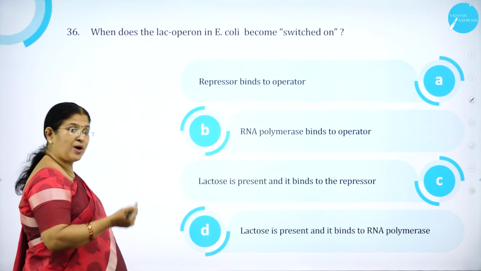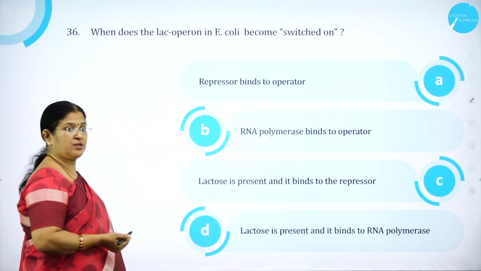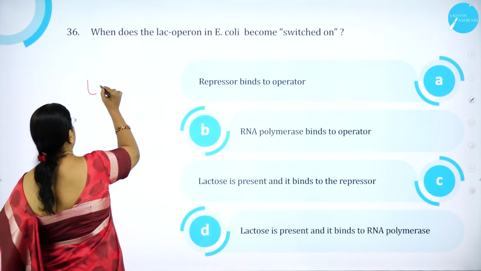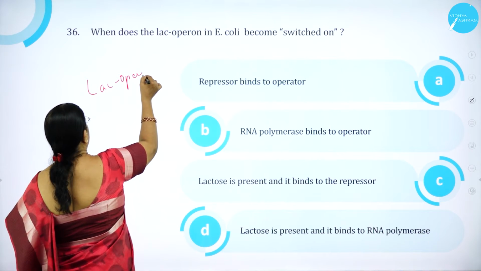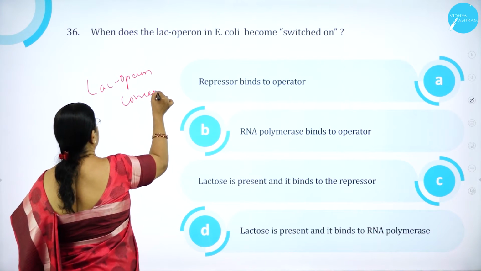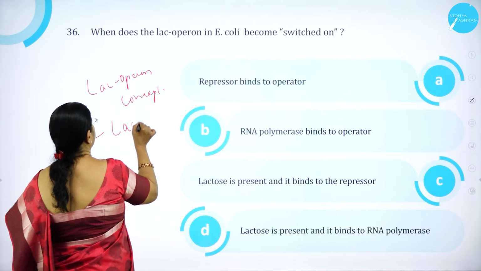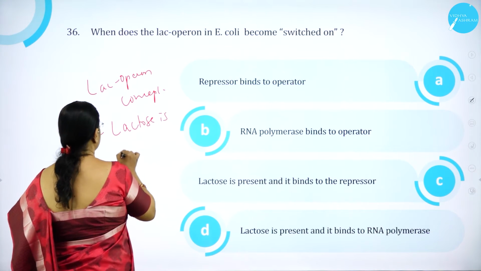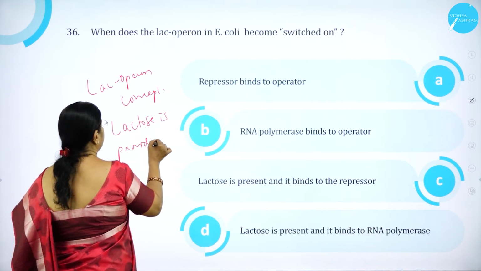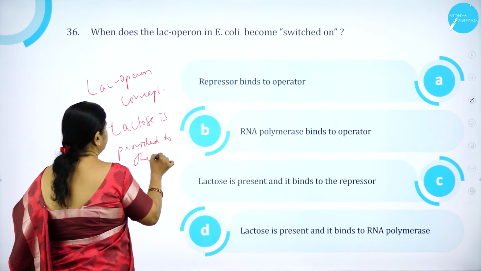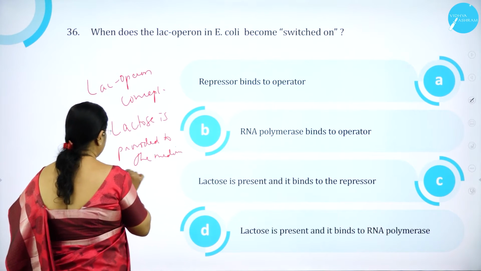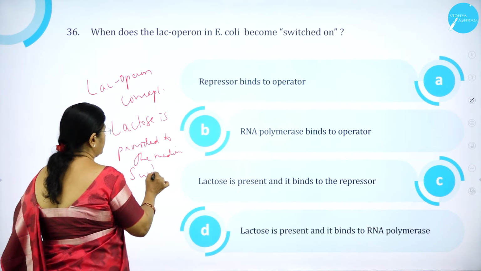Now, the lac operon concept, lactose. When lactose is provided, then it becomes switched on. So in the lac operon concept, when lactose is provided to the medium, then the gene expression is switched on.